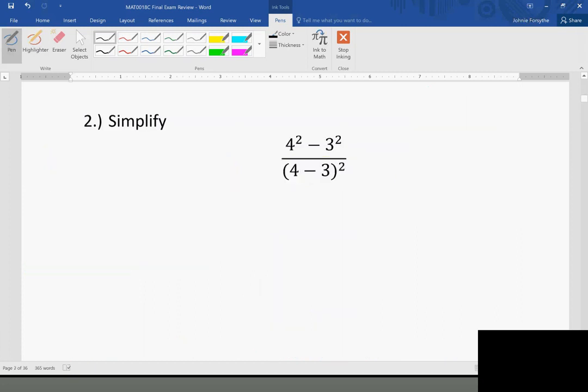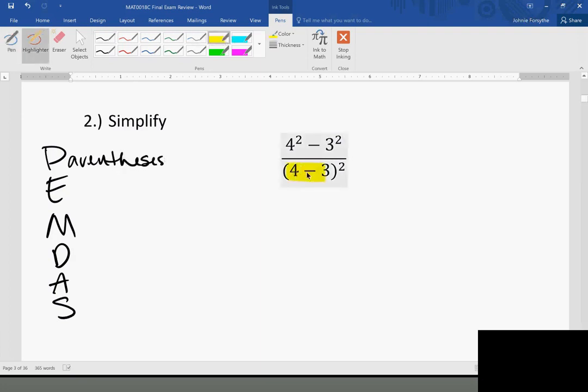Okay, number 2, simplify. 4 squared minus 3 squared divided by parentheses 4 minus 3 squared. All right, so now we do have grouping symbols that we want to simplify and work within first. So we're going to work in the parentheses first. And so we have 4 minus 3, which of course is 1. So we have 1 squared at the bottom, and then we have 4 squared minus 3 squared at the top in the numerator. And so now we want to take care of all of our exponents.